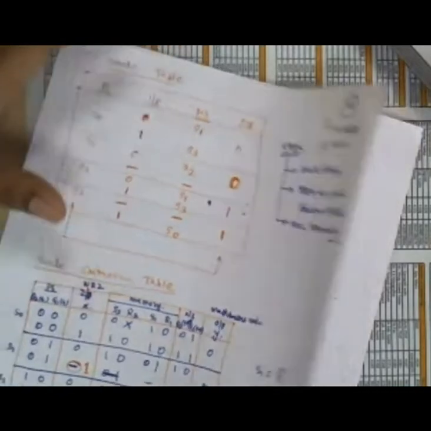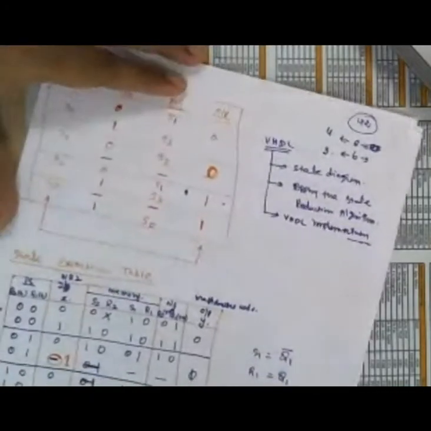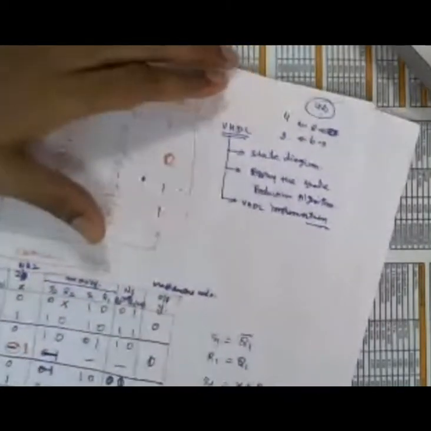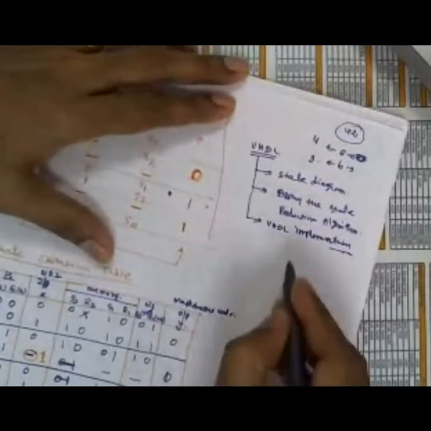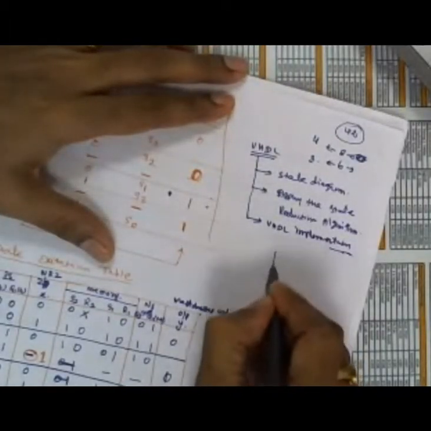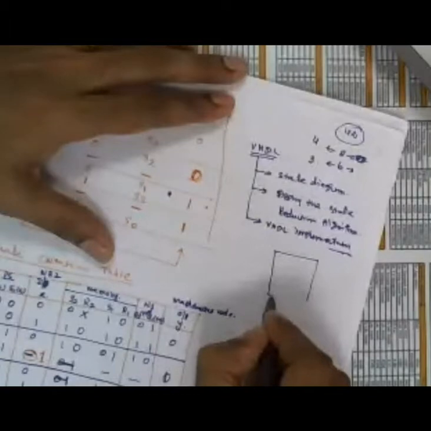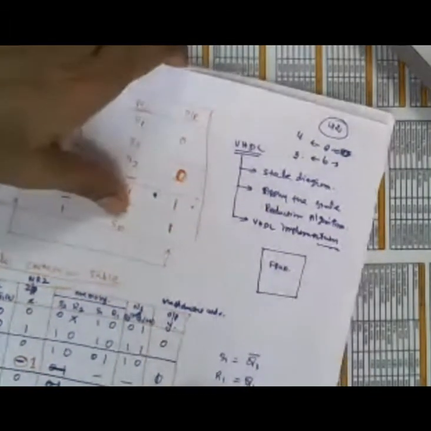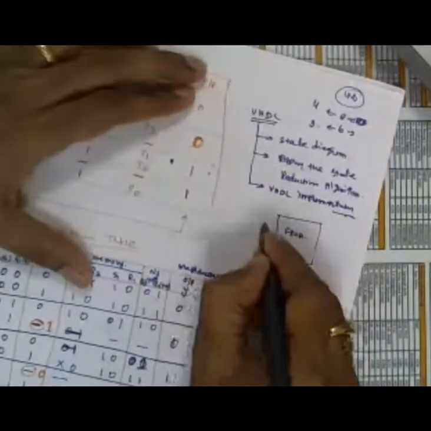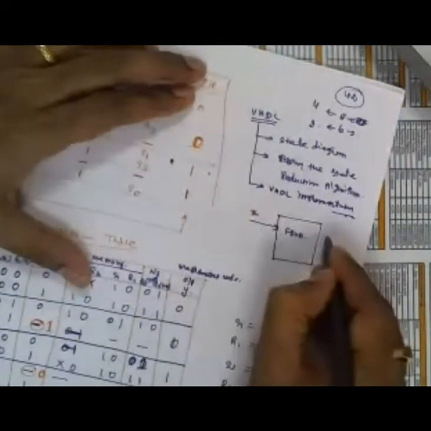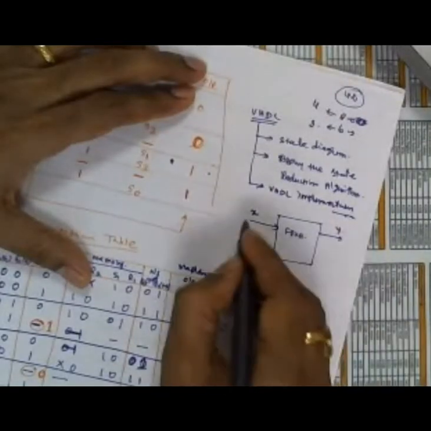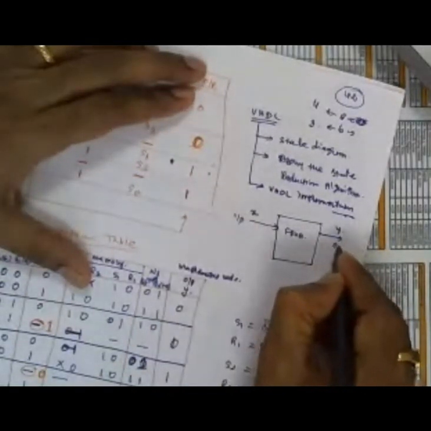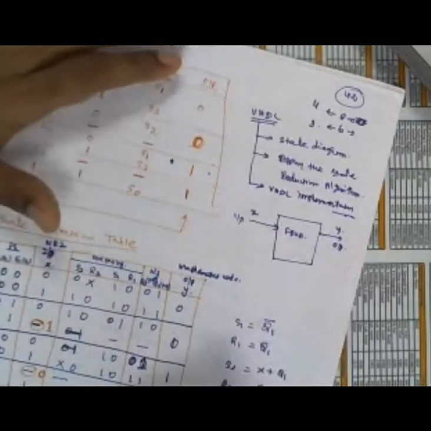So in the FPGA implementation, for our experimental purpose, what we are going to do this afternoon is, suppose this is the FPGA. We are going to implement the Mealy machine as well as the Moore model in the FPGA this afternoon. So input X will come here, then output Y will be here. This is the input, this is the output.